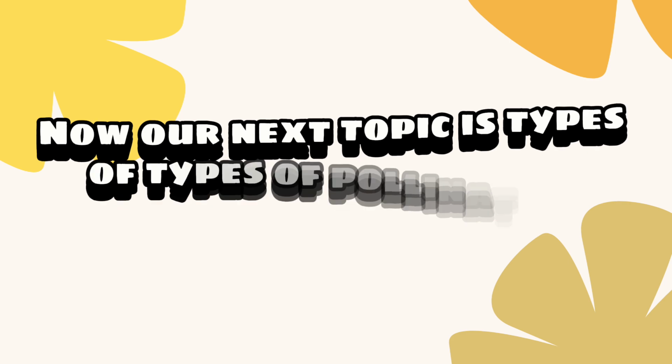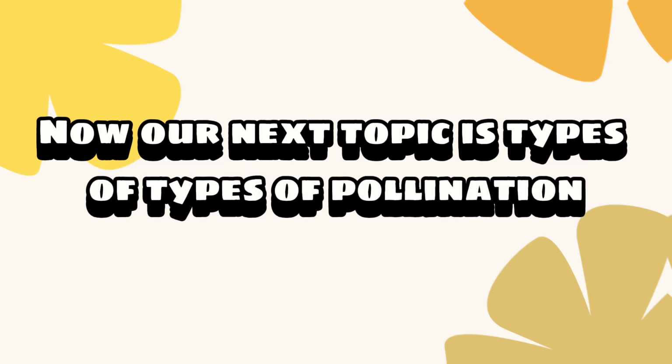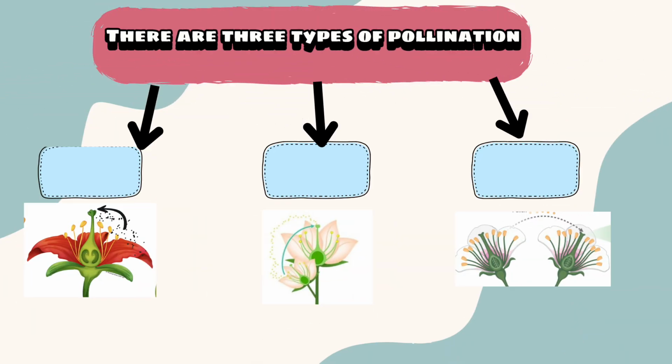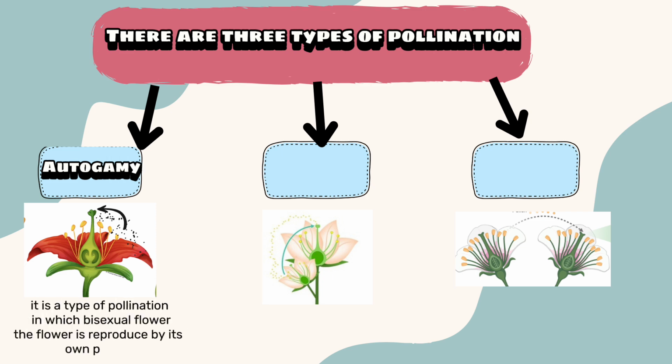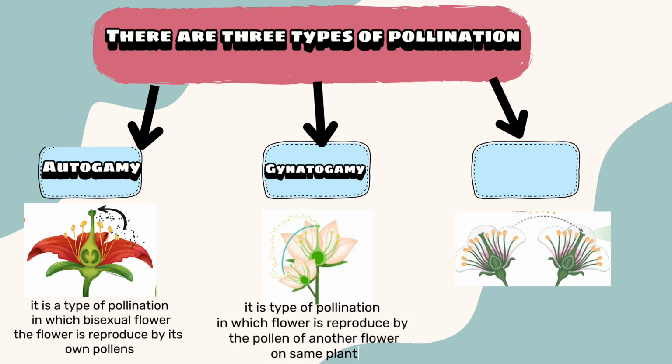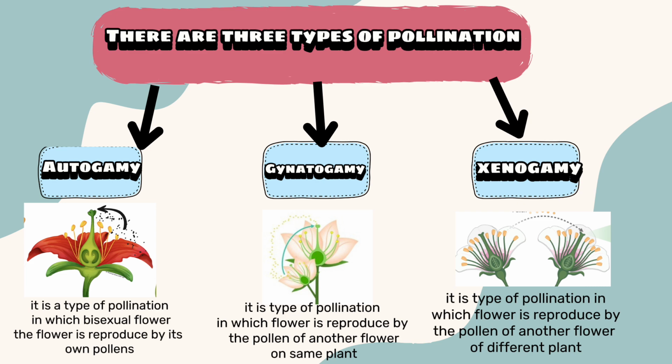Now our next topic is types of pollination. There are 3 types of pollination. Autogamy. It is a type of pollination in which a bisexual flower is reproduced by its own pollen. Geitonogamy. It is a type of pollination in which a flower is reproduced by the pollen of another flower on the same plant. Xenogamy. It is a type of pollination in which a flower is reproduced by the pollen of another flower of a different plant.